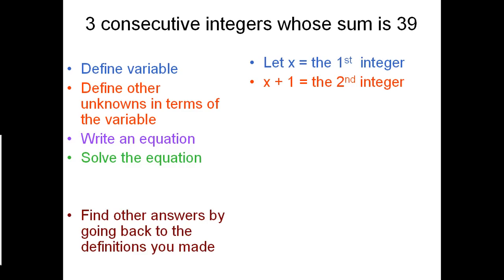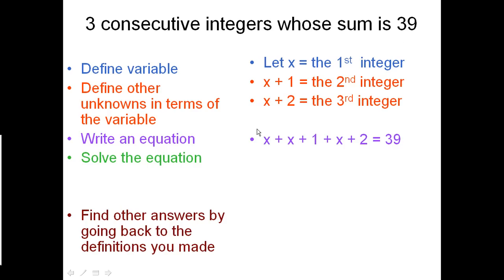Well, let's take three consecutive integers again, 2, 3, 4. To go from 2 to 4, I add 2. So I'm going to say x plus 2 is equal to the third integer. Now we're going to write an equation. Basically, we're going to say the first integer, x, plus the second integer, x plus 1, plus the third integer, x plus 2, is equal to 39.